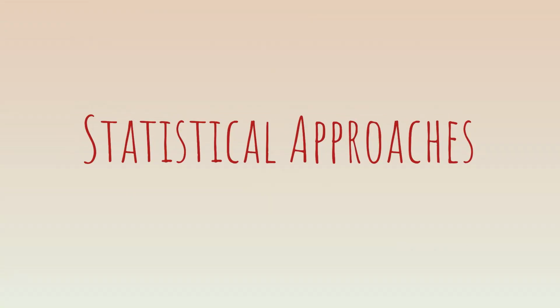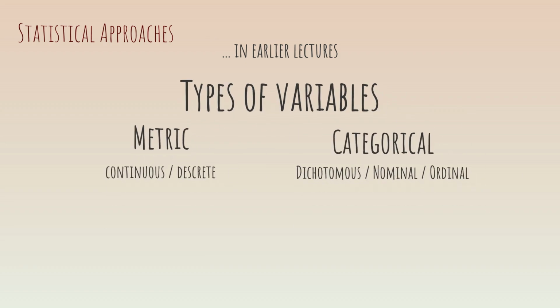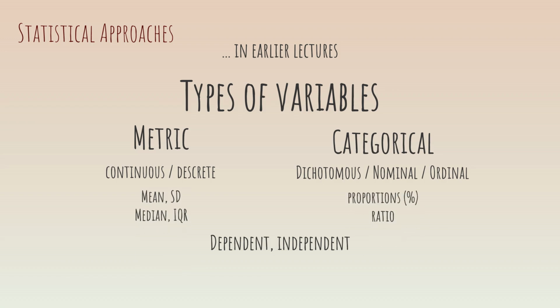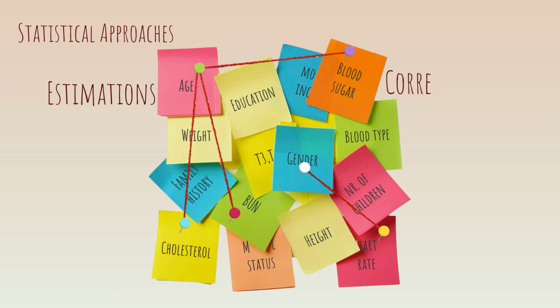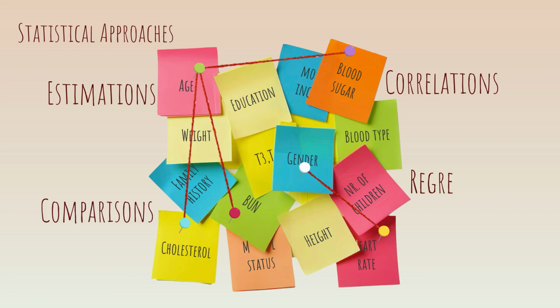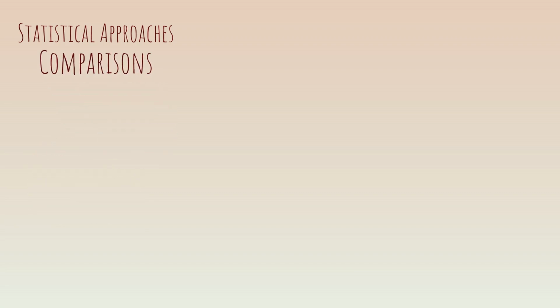Statistical approaches. In earlier lectures, we explored how to define different types of variables, their roles, and how to describe them. In this lecture, you will learn how to link two or more variables using four different statistical approaches: estimation, correlation, comparisons, and regressions. Let's start with comparisons.